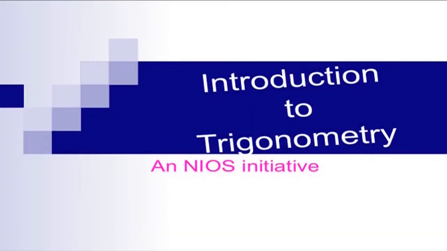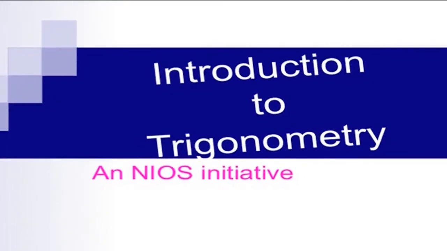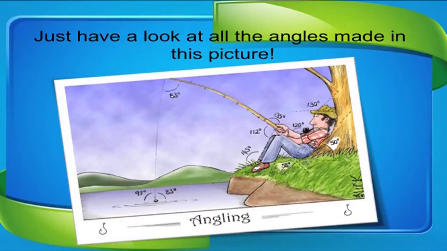Dear learners, now we are going to study about another branch of mathematics called trigonometry. Just have a look at all the angles made in this picture. As you can observe, the fishing rod makes different angles. The man sitting under the tree is making different angles.